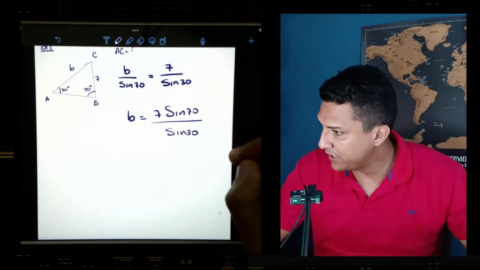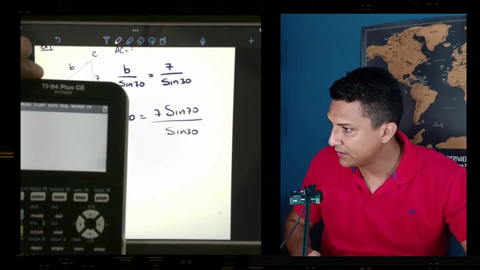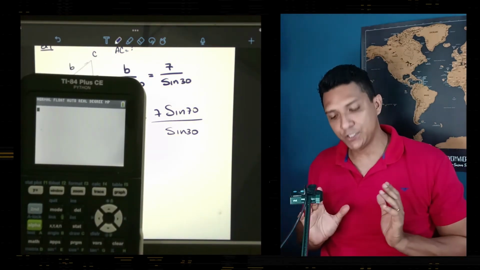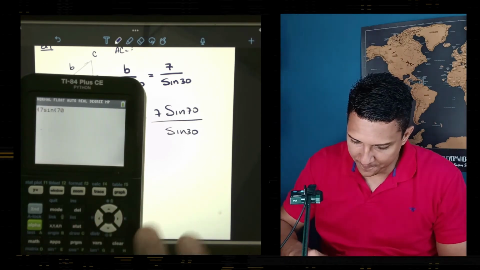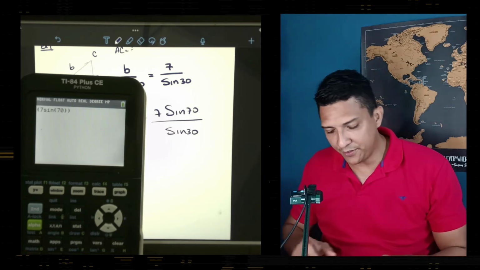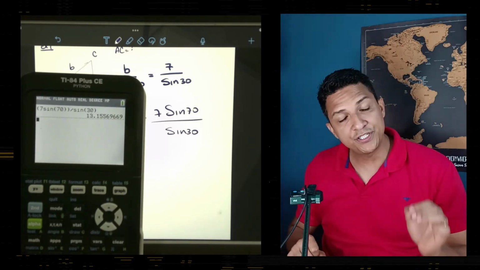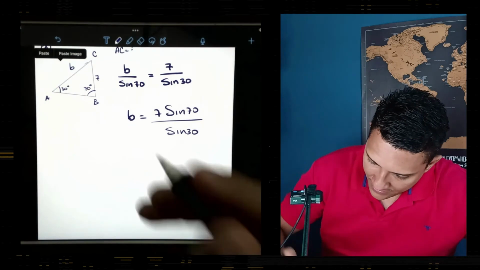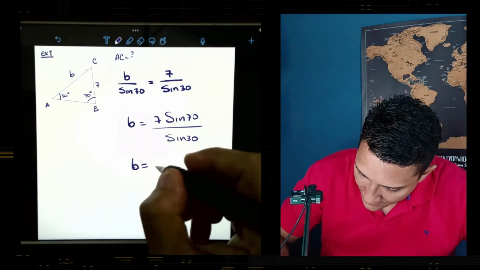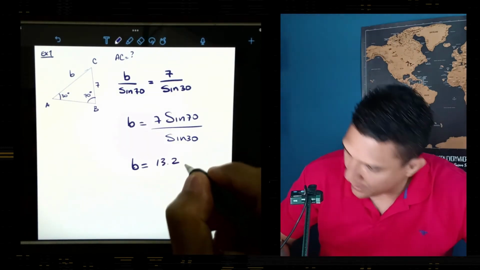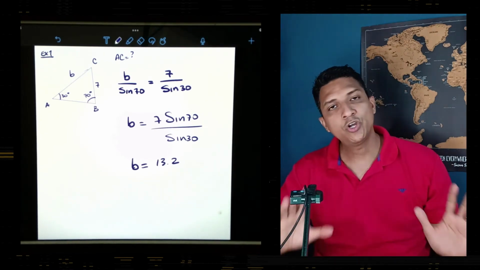Now I'm going to input this in my calculator. Remember that we need to tell the calculator that 7 sine of 70 is what we have in the numerator, and now divided by the sine of 30. And that is 13.2. In other words, the measure of the side AC is 13.2. In this case, the units are not given, so we don't need to write units. So that is the first example.